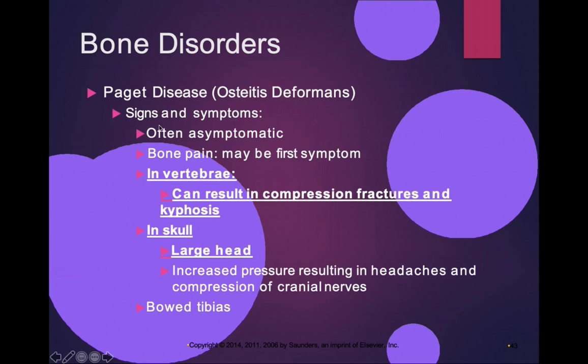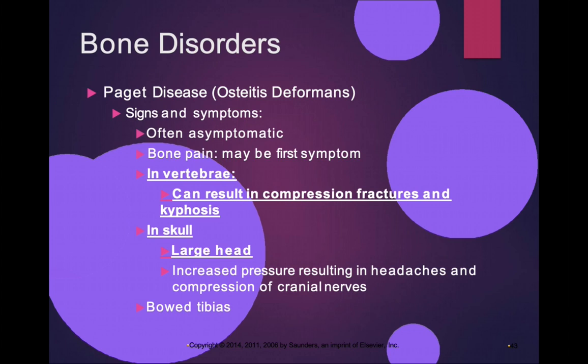With Paget's, they're often asymptomatic, and the bone pain just may be the very, very first symptom. And in the vertebra, they can get a compression fracture. And when you get a compression fracture, it will result in a deformity of a kyphosis, which is this hunching over, this rounded back type of deformity. And that would make sense because remember that picture we showed earlier of the x-ray of a compression fracture where the anterior part of the vertebra wedges.